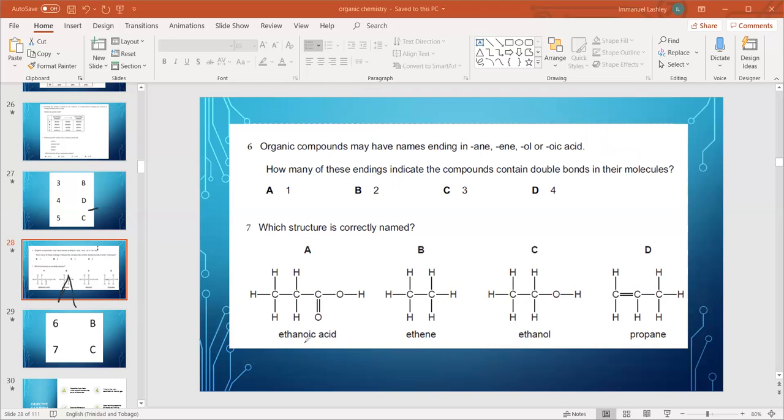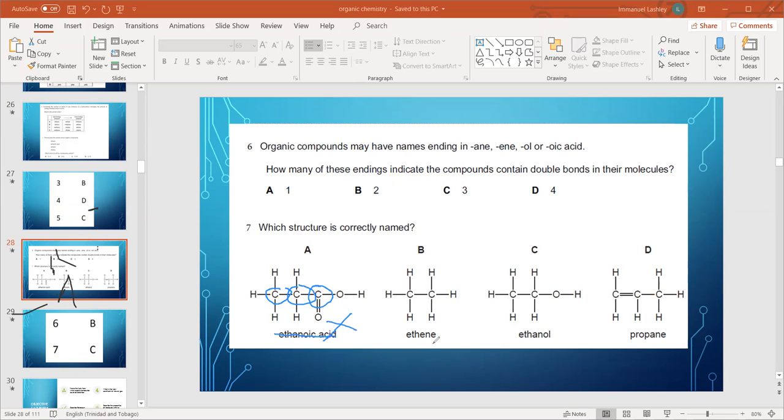So this says that this is ethanoic acid. Eth means that there are 2 carbons present. So if we look at this, we have 1 carbon, 2 carbons, 3 carbons present, right? Which means this should not be ethanoic acid, this should be propanoic acid. So A is not correct.